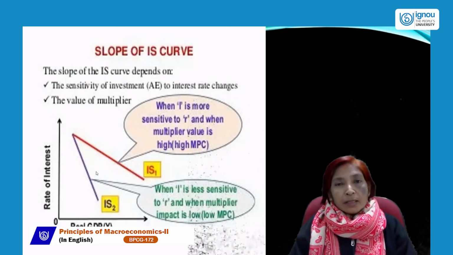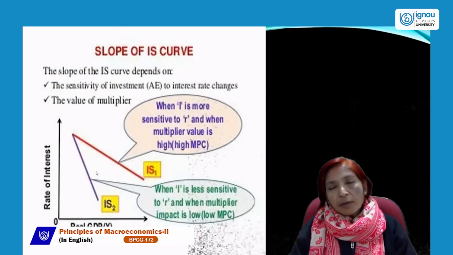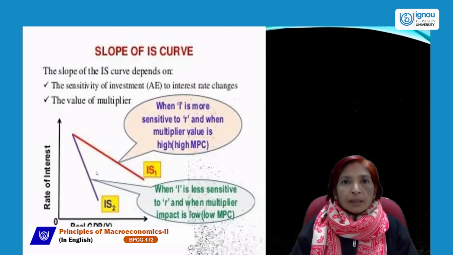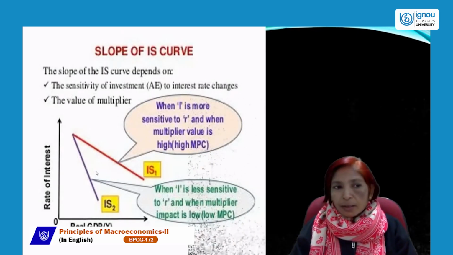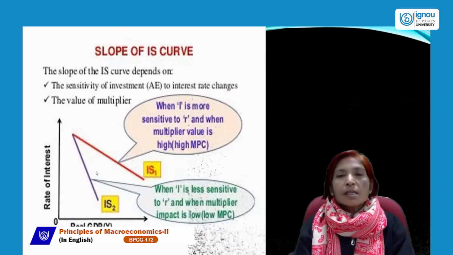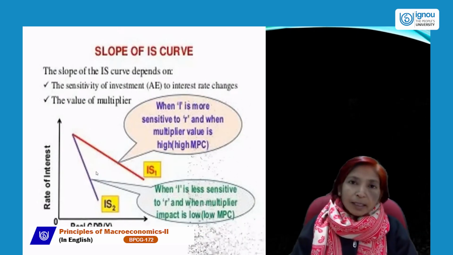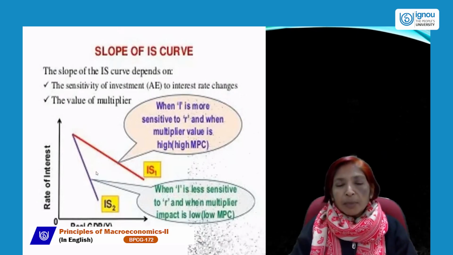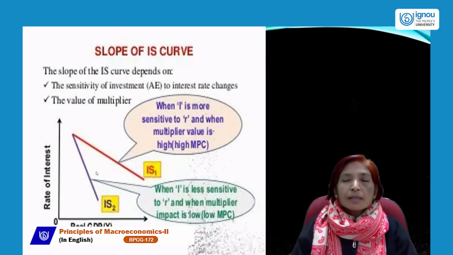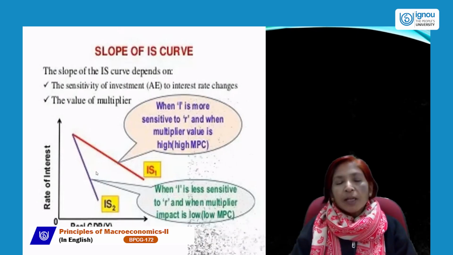If there is a higher MPC, then the value of the multiplier will be higher and the IS curve will be flatter. And if MPC is lower, then the multiplier size will be lower and the IS curve will be steeper. So this is the main reason behind the slope of the IS curve. So the IS curve may be steeper or flatter, depending upon two main factors: investment sensitivity to the rate of interest and the value of the multiplier.